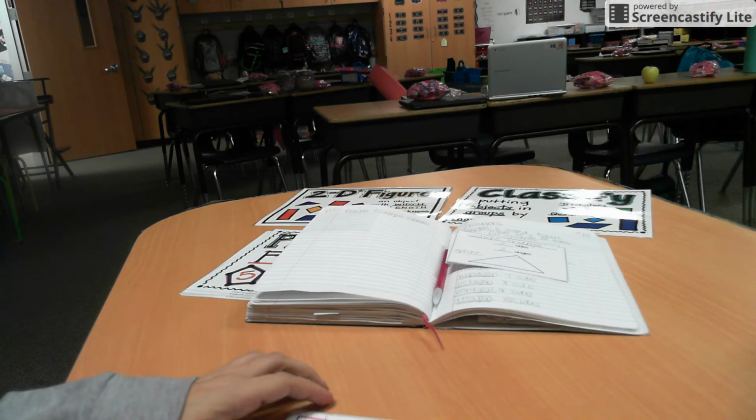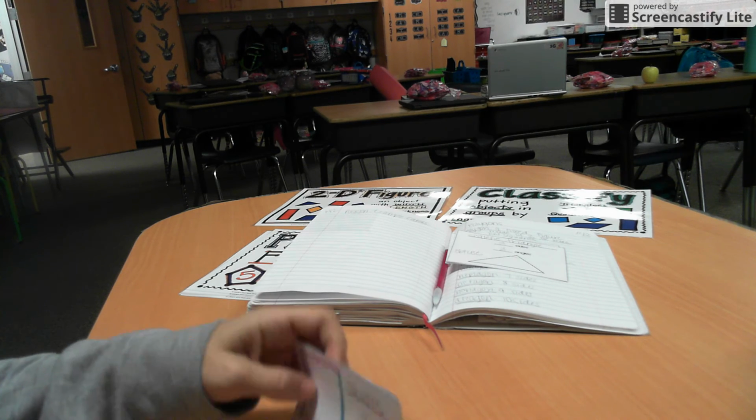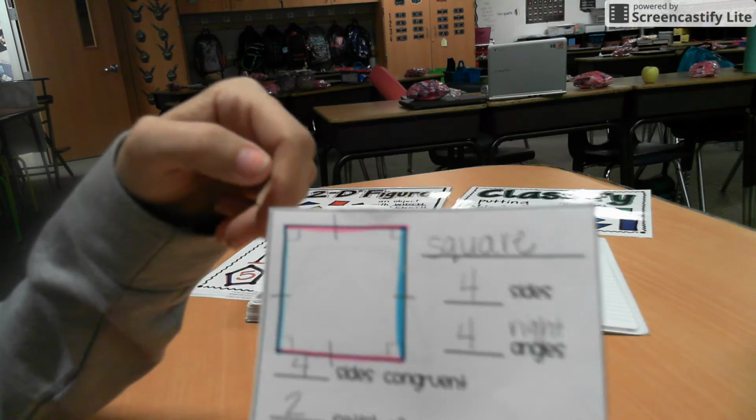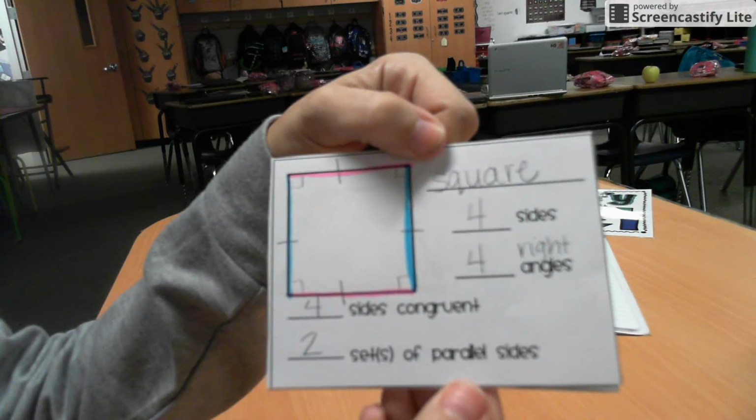I lied, you need 2 highlighters. So go get another one if you only got one. Get a different color. They don't have to be pink and blue, but just have 2 colors.